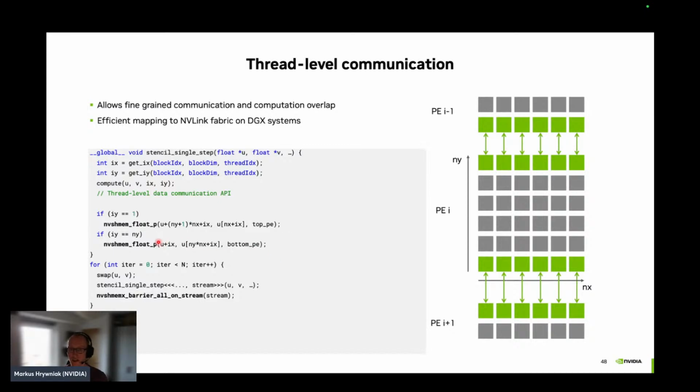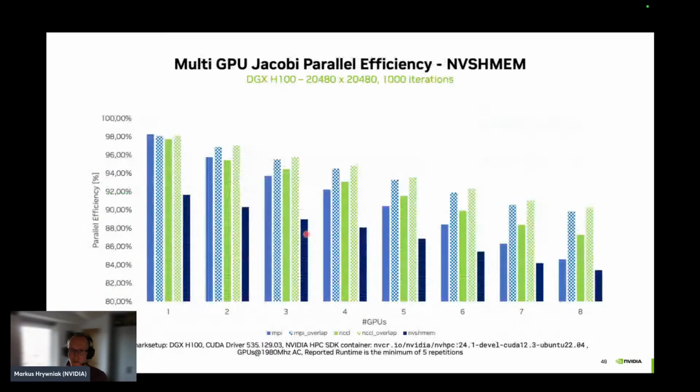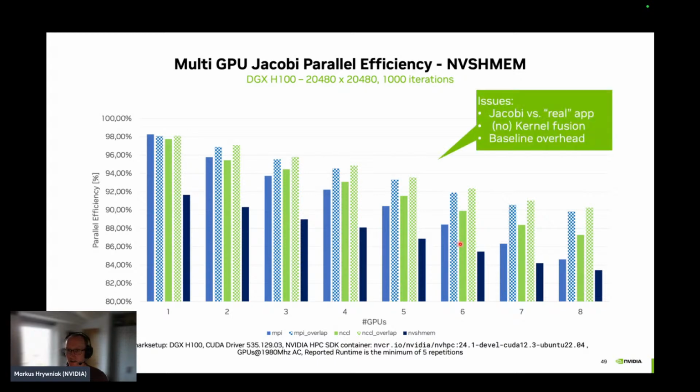And all you need to do then is really launch the kernel and have a way to synchronize to make sure afterwards on each iteration that you are done communicating. So in that sense, it simplifies your algorithm. So let's look at how this looks in Jacobi when we implement this single element put on our DGX system. And at a first glance, it looks like this is a bit disappointing because we don't reach a high parallel efficiency here. But there are several reasons why we see that here.